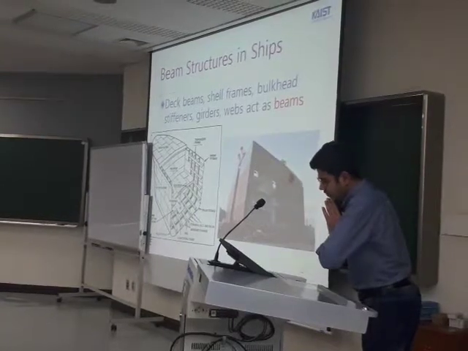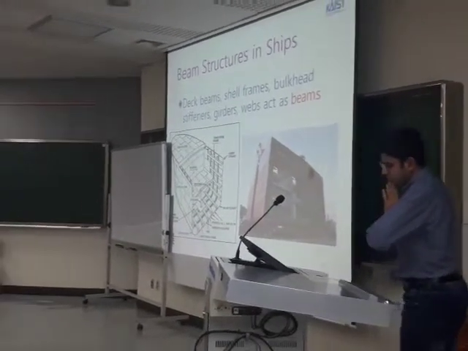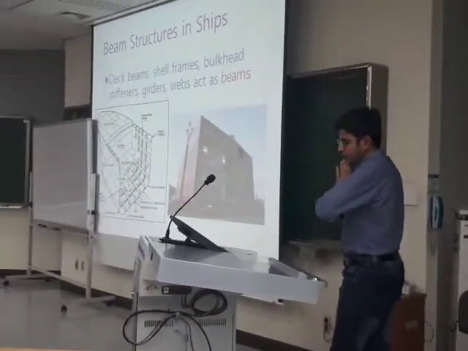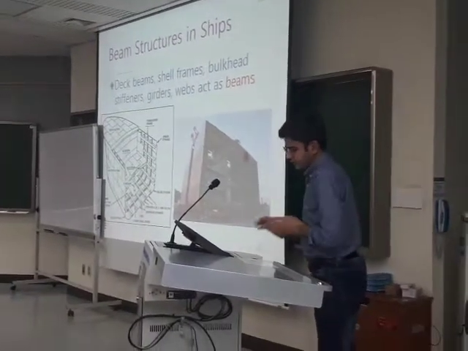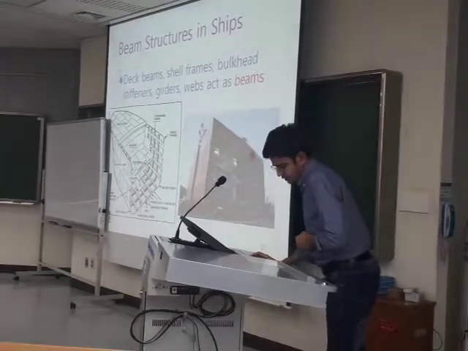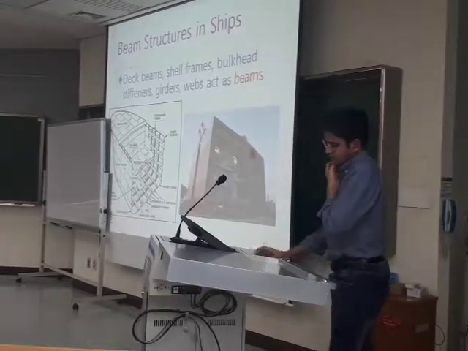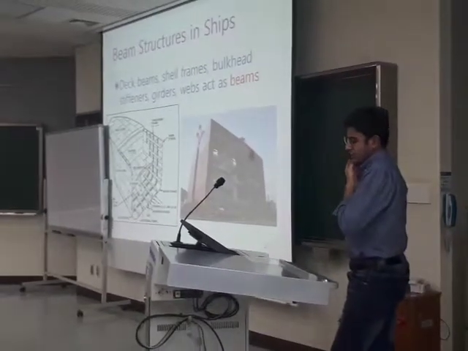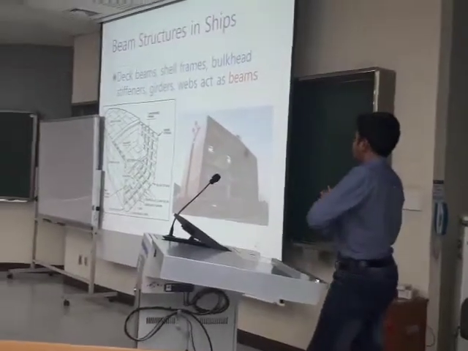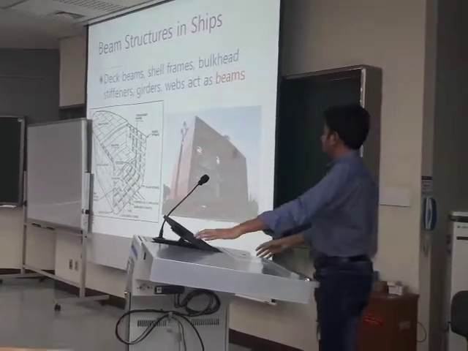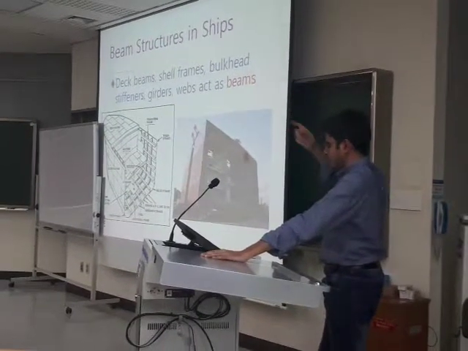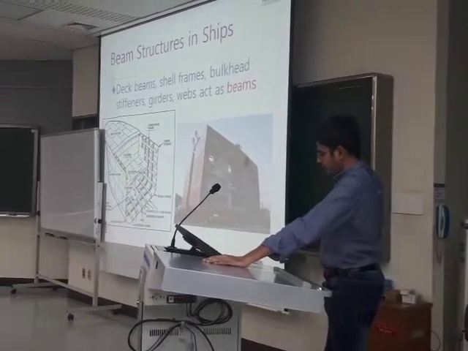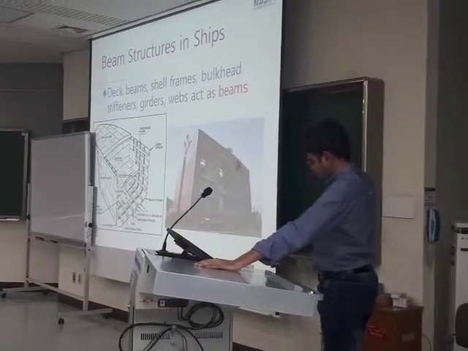Then we have frames. They can also be considered as beams. And frames are of two types: transverse frames and longitudinal frames. They are just like the ribs of the human body. They support the structure. Airplanes also have frames, but they have ring frames. On the right side is the ring block.